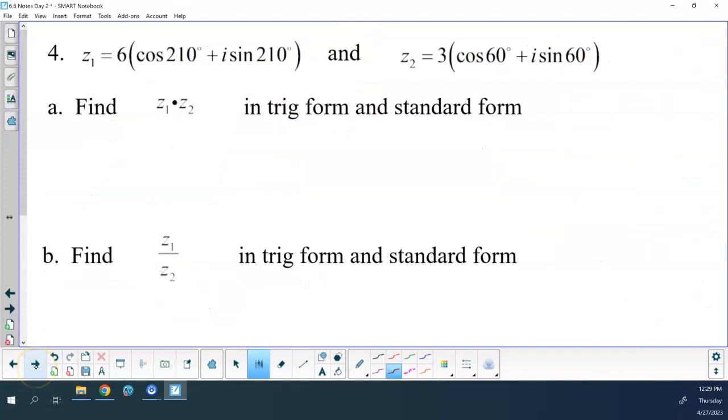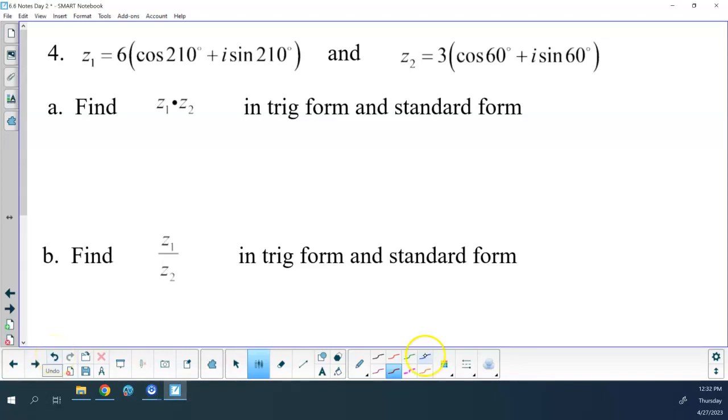Okay? So, with that being said, I'm going to give you 3 minutes. You shouldn't need more than 3 minutes to do this problem. Okay? Find me z sub 1 times z sub 2. Find me z sub 1 divided by z sub 2. I already gave it to you in trig form. That's why I'm only giving you three minutes. Go.